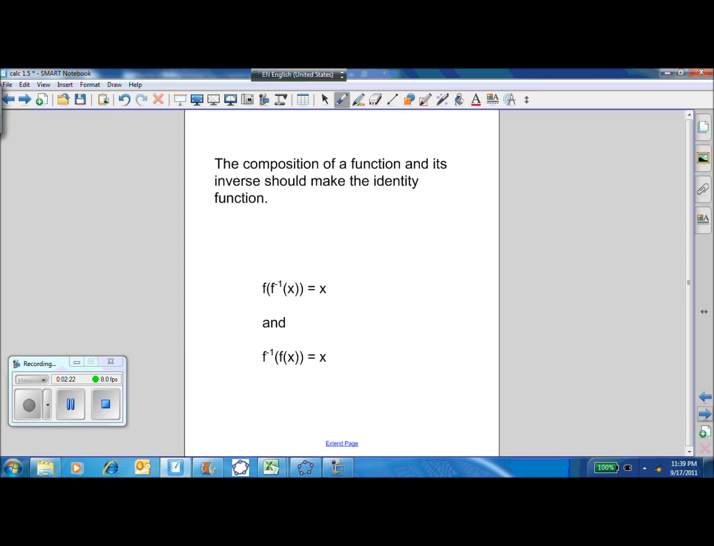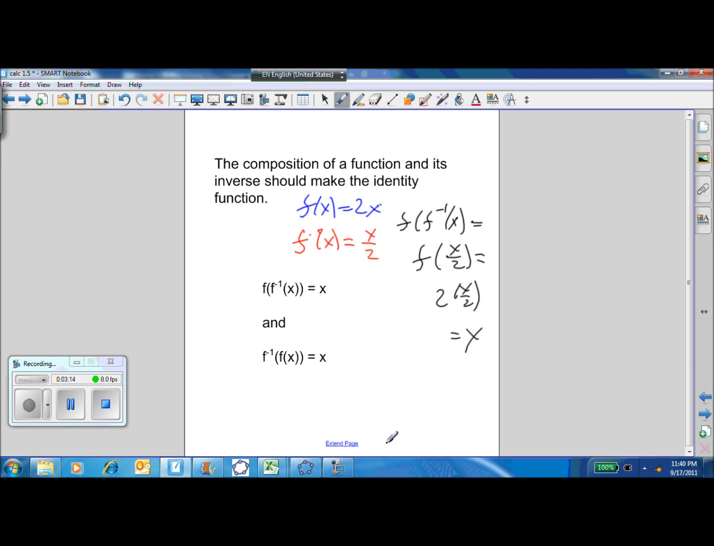Now the composition of a function and its inverse should make the identity function. That is, f of f inverse of x should equal x, and f inverse of f of x should equal x. Let's look at that with our last example here with f of x. So when we do f of f inverse of x on this function, that would be f of x over 2, but the f function is to double it. So it's twice x over 2, and we get x.